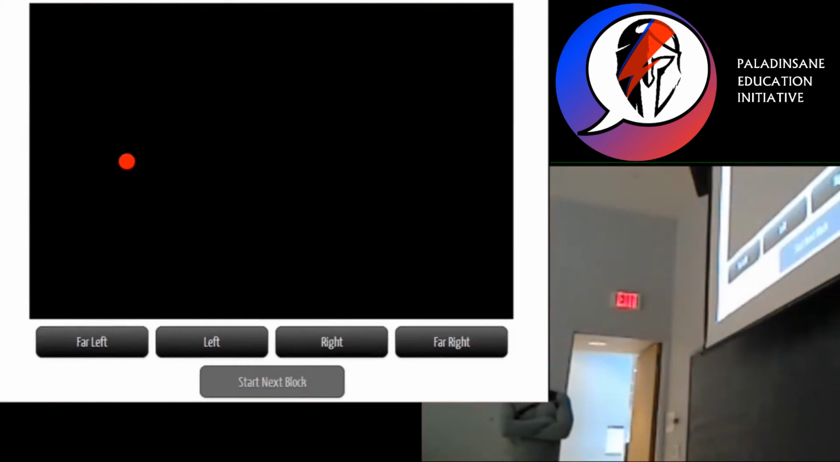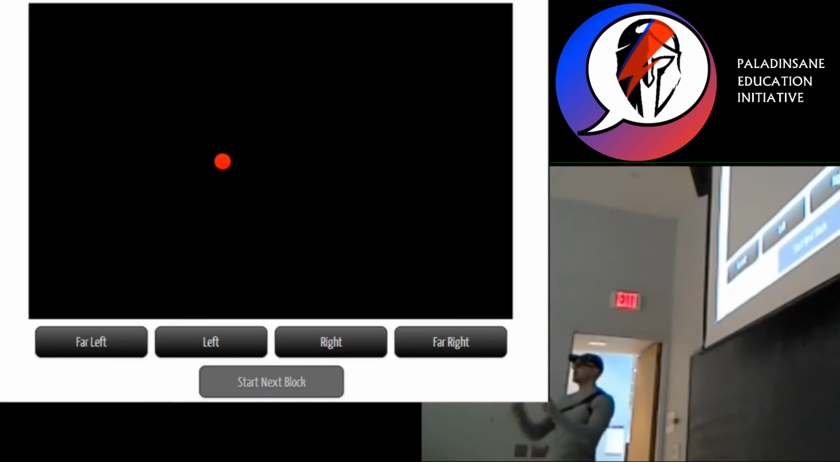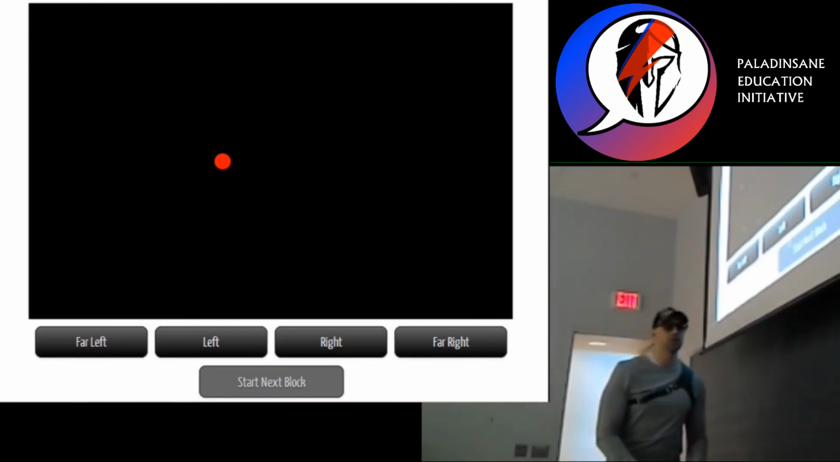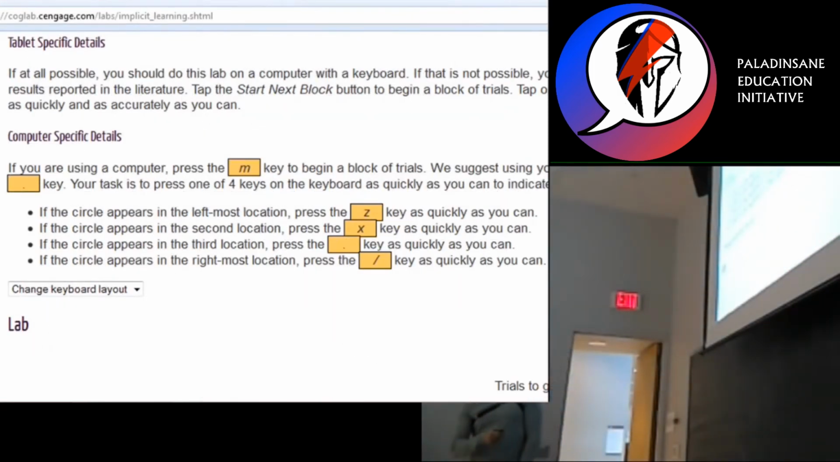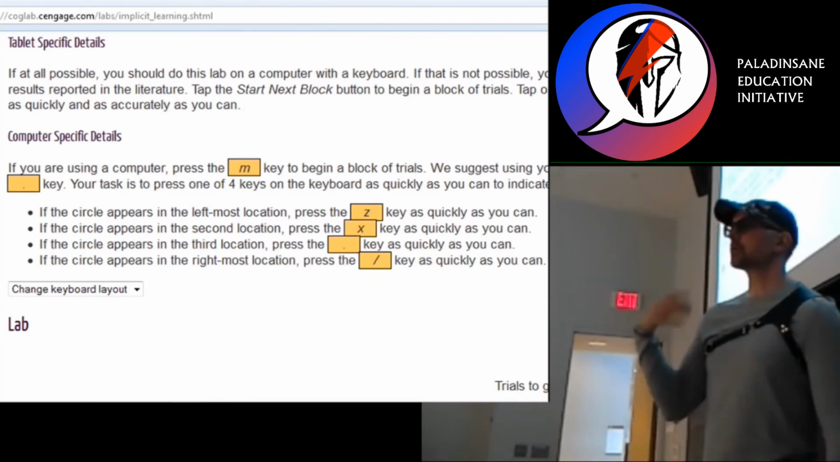So you would have a display like this. We have far left, we have right, we have far right, and then we have left. And as quickly as you could, you would have to indicate where that dot was by pressing the corresponding location. You can do it with a mouse, but they also had keyboard shortcuts in order to do that, and those keyboard shortcuts were right here. If it appears in the leftmost location, you press Z. If it appears in the second location, press X. Third location, you press the dot. And rightmost location, you press the backslash. So those were the rules.